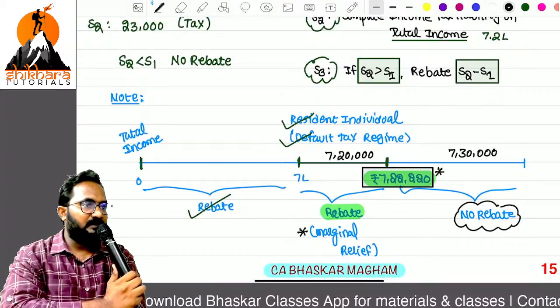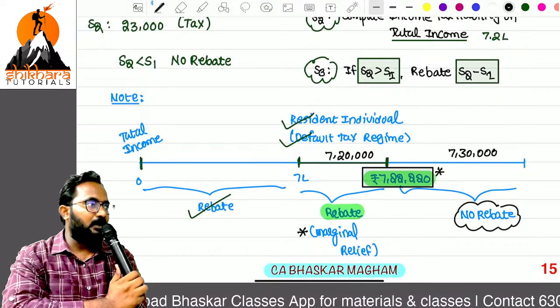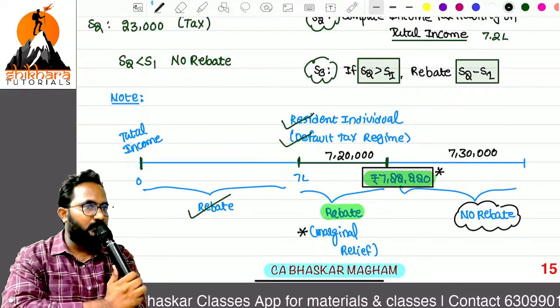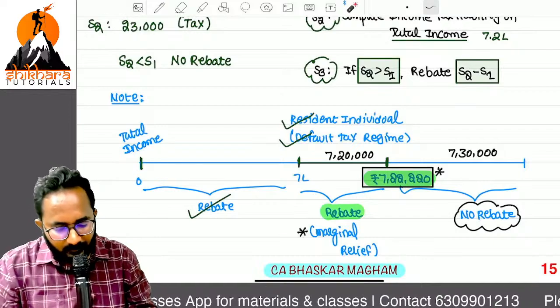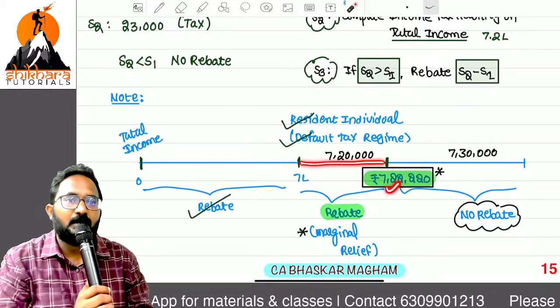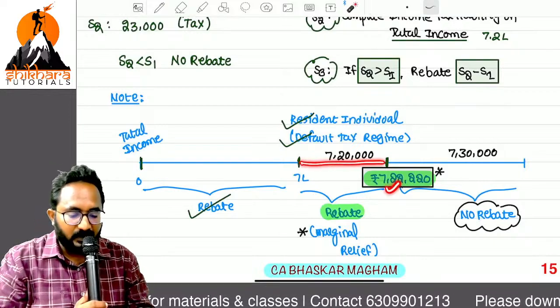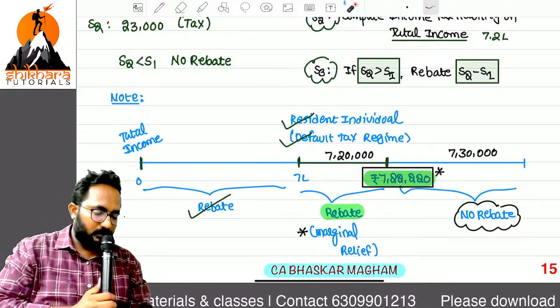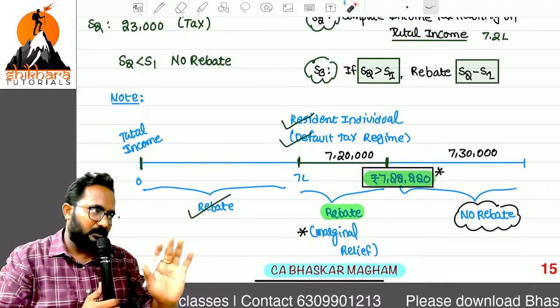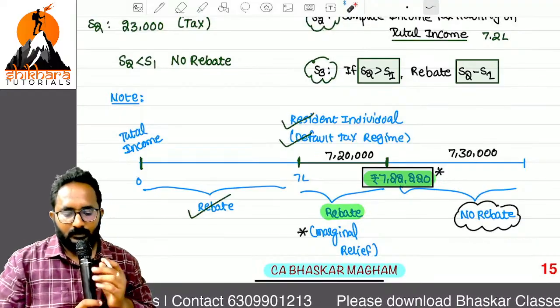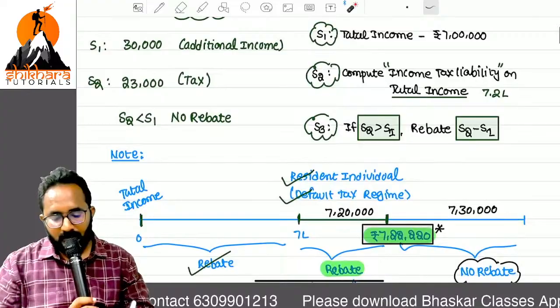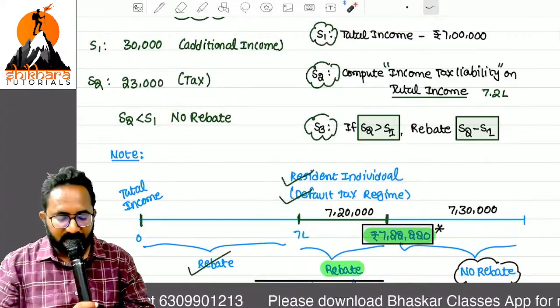Now in the exam, I am asking the tax liability on 7,18,000 if the individual is following 115BAC. Directly you need to pick the option of 0? 7,18,000 is below 7,22,220. Yes, here we can get the rebate also, but we can't answer 0. We have to compute it, because here the rebate is not the total amount.